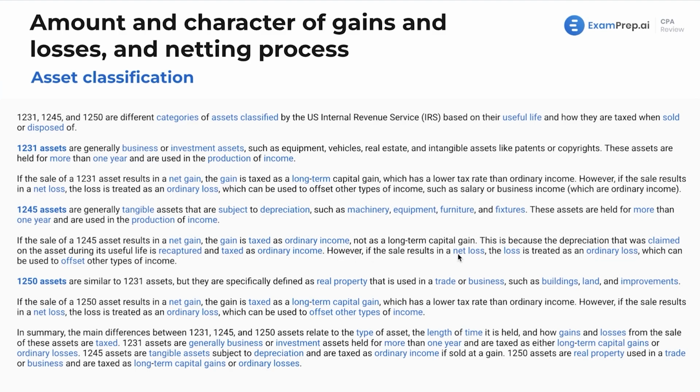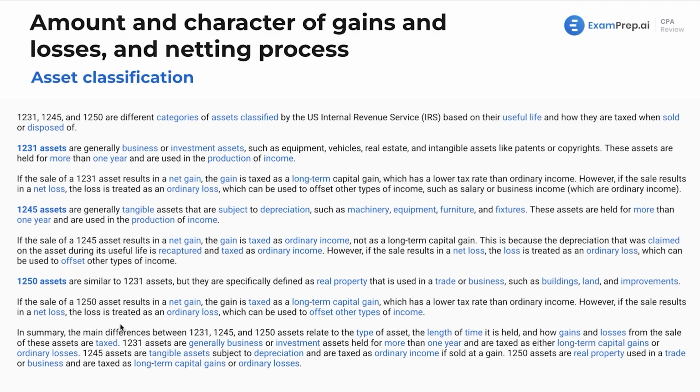However, if the sale results in a net loss, the loss is treated as an ordinary loss, which can be used to offset other types of income. Next up, 1250 assets. These are similar to 1231 assets, but they are specifically defined as real property that's used in a trade or business, such as buildings, land, and improvements. So real property, real estate. If the sale of a 1250 asset results in a net gain, the gain is taxed as a long-term capital gain, which has a lower tax rate than ordinary income. However, if the sale results in a net loss, the loss is treated as an ordinary loss, which can be used to offset other types of income.